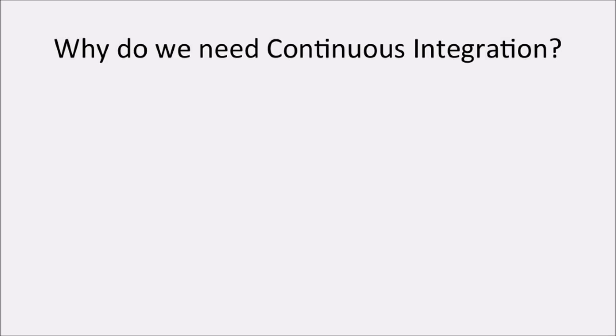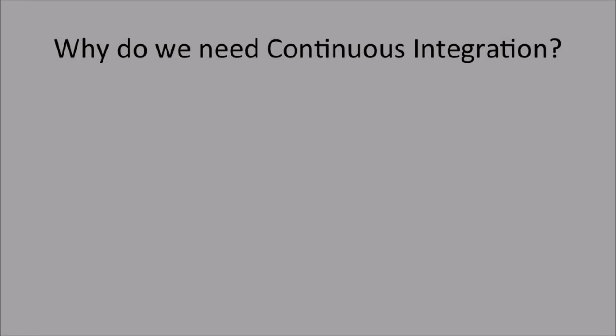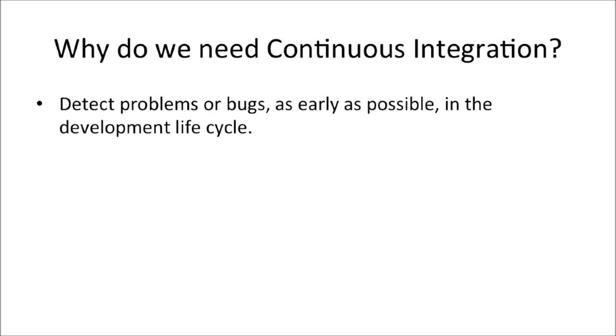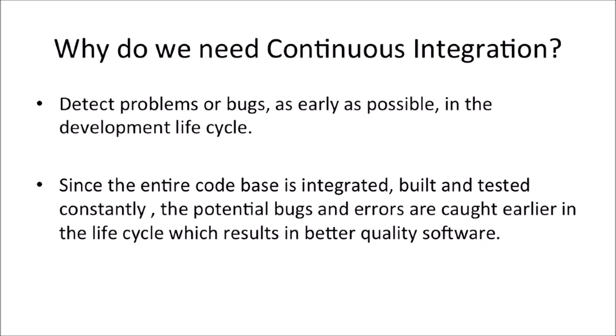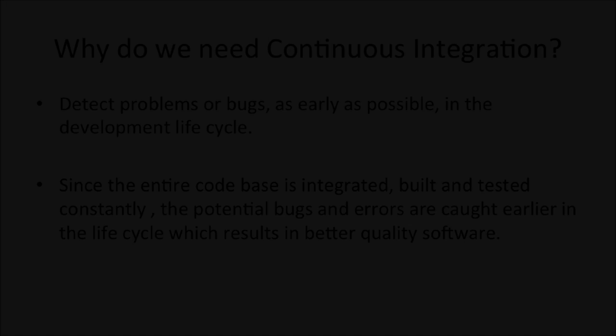So why do we need continuous integration? One of the motivating forces behind CI is to detect problems or bugs as early as possible in the development lifecycle. Since the entire code base is integrated, built, and tested constantly, the potential bugs and errors are caught earlier in the lifecycle, which results in better quality software.